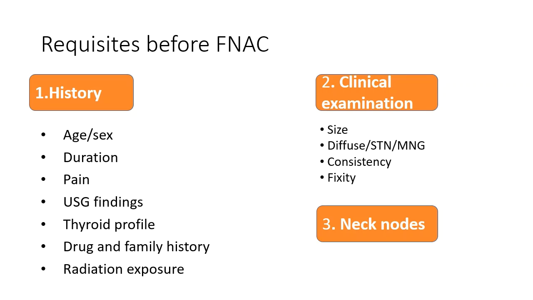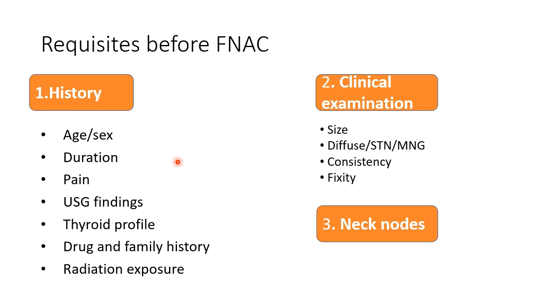So before doing a thyroid FNAC, there are some prerequisites which we should follow. Have a detailed history of the patient, detailed clinical examination, and look for the neck nodes. In the history, we should know about the age and sex of the patient. Why? Because goiters or benign nodules are mostly seen in younger ages, in teenagers, whereas anaplastic carcinomas and lymphomas are mostly seen in elderly age. Papillary carcinomas are usually seen in young females.